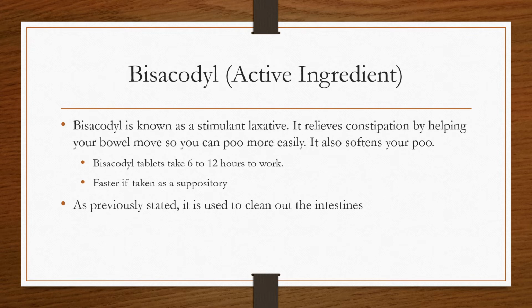So now we get to what the active ingredient is. The active ingredient is what we're going to be basing our Lewis dot structure and our ball and stick structure on, which I'll be showing you later. Bisacodyl. So Bisacodyl is known as a stimulant laxative. Like I said earlier, it relieves constipation by helping your bowels move so you can have a bowel movement more easily. It also acts as a stool softener. Now, Dulcolax does make a specific line of products that act solely as stool softeners.